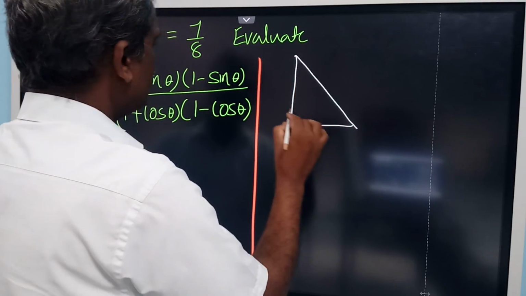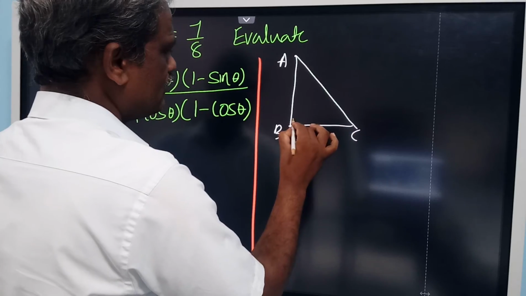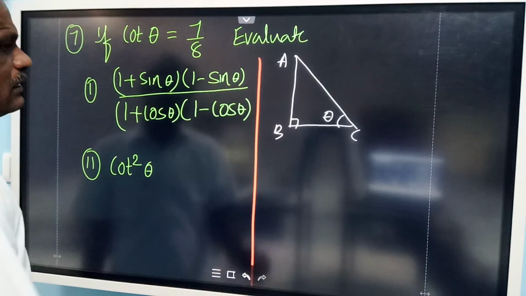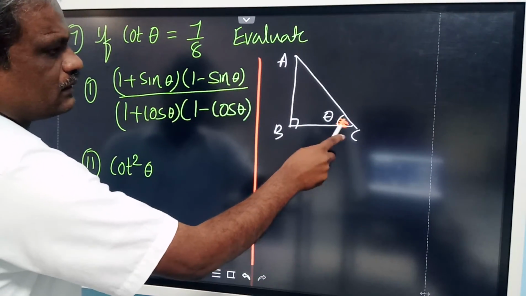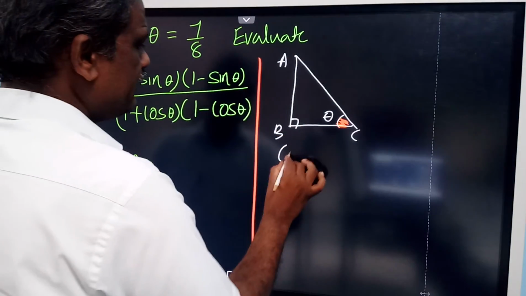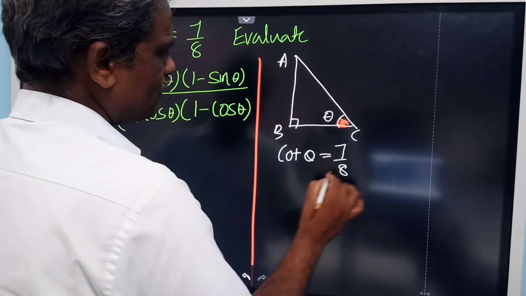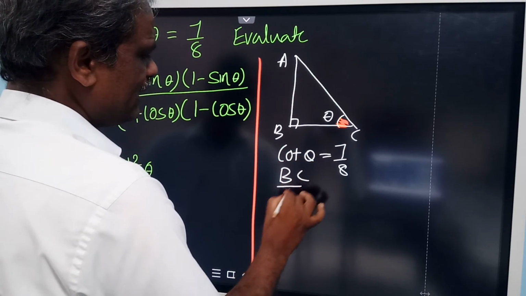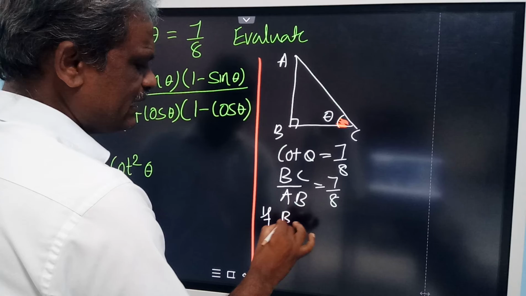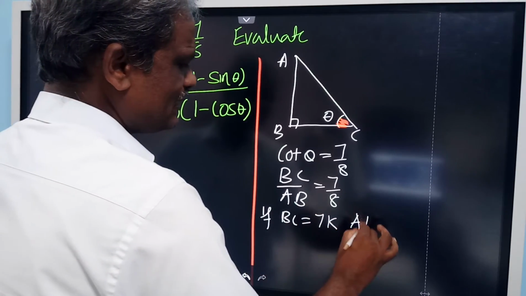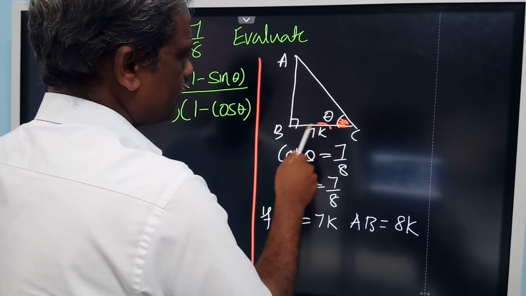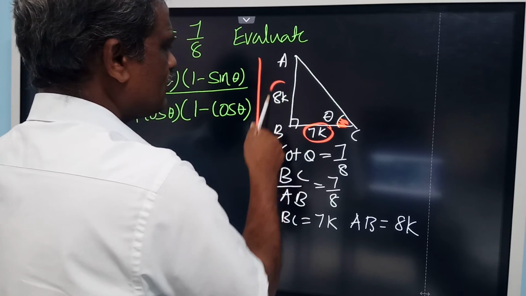Triangle ABC, you can call right angle at B. You can take this as angle theta, angle C. With reference to this angle theta, cot theta means adjacent side by opposite side. So cot theta is equal to 7 by 8. It is adjacent side BC by AB with reference to this diagram, equal to 7 by 8. If BC is equal to 7K, then AB is equal to 8K. So you got these two sides.